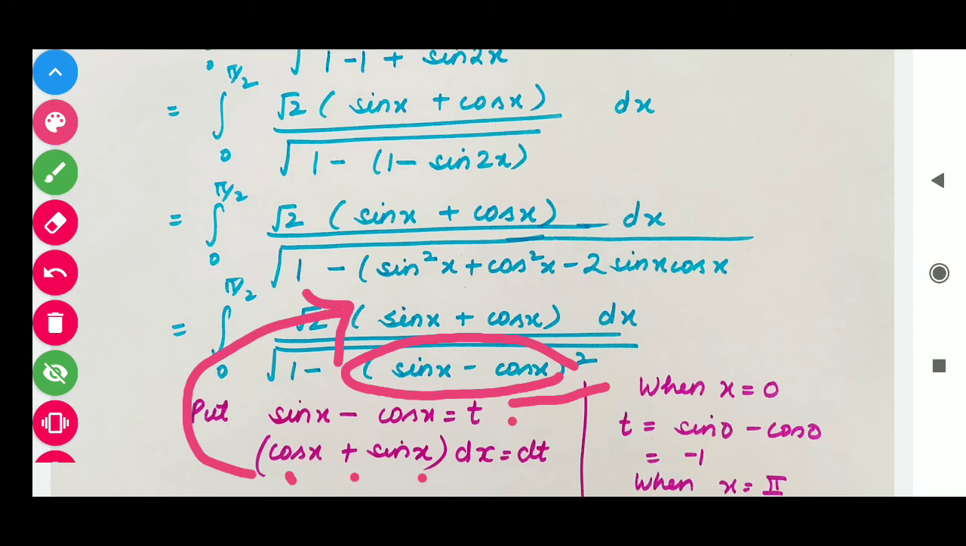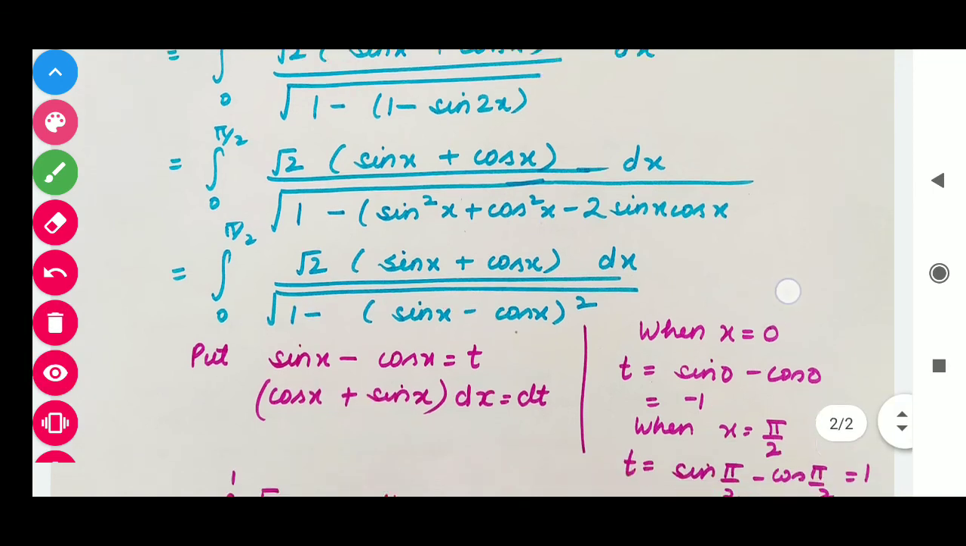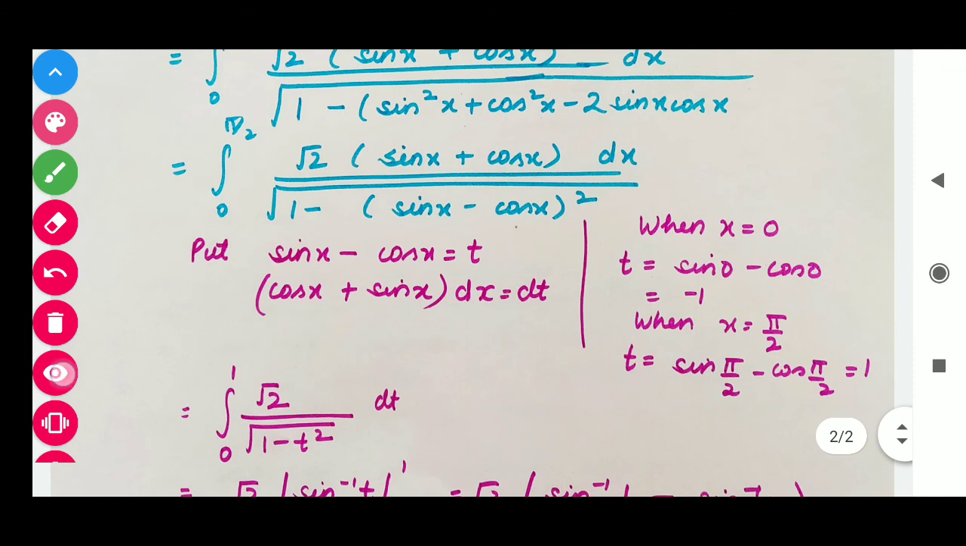So students, now we change the limits to get the limits in the form of t. Here x is 0. So if we put x equals 0 in this, we get t equals sin 0 minus cos 0. The value of cos 0 is 1. In this way we get t equals minus 1. After that, when x equals pi by 2, that is 90 degrees, then t equals sin 90 minus cos 90. Sin 90 is 1 and cos 90 is 0. In this way we get the upper limit as 1.